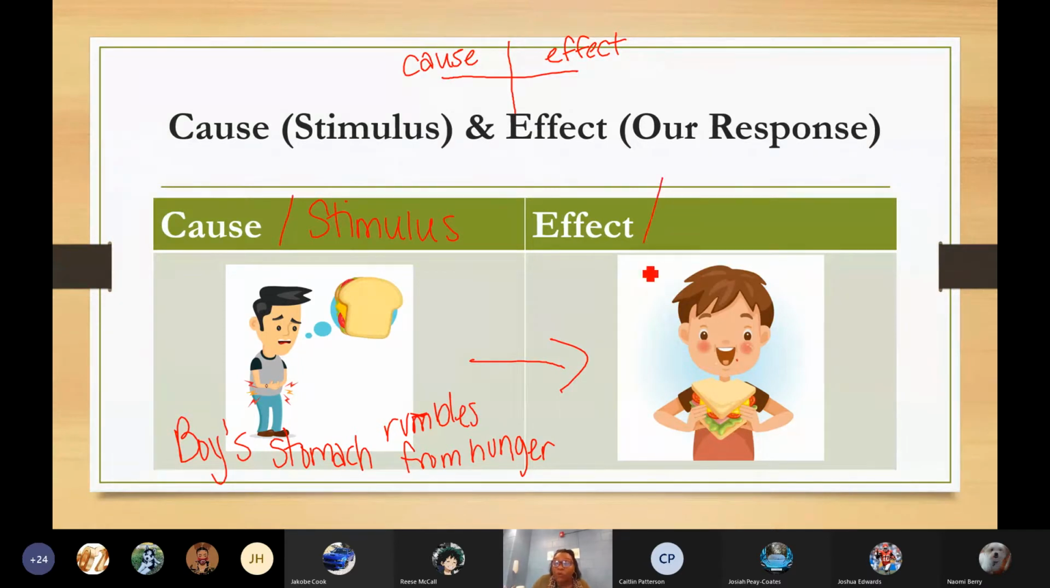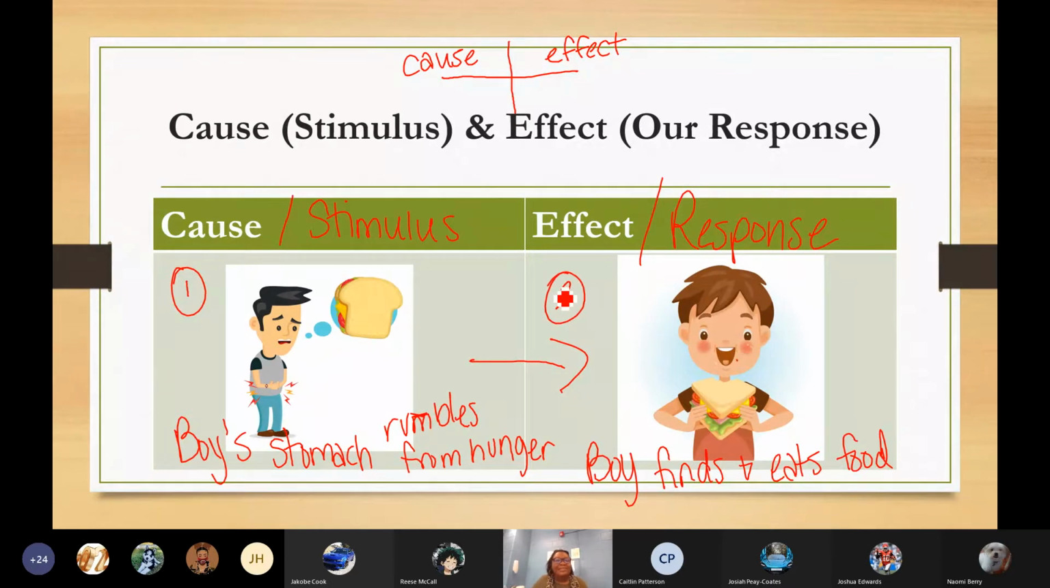So the effect or the response, we want to write both of those words on the right side of our chart. The response is the boy finds food. It's important for us to understand that the stimulus is step one, and how we respond, our effect, is step two. Take some time, please, to finish working on this chart. Miss Neville's going on in 2 minutes.